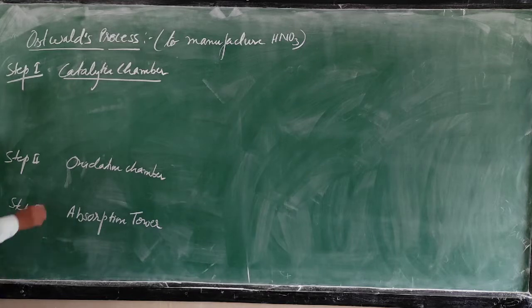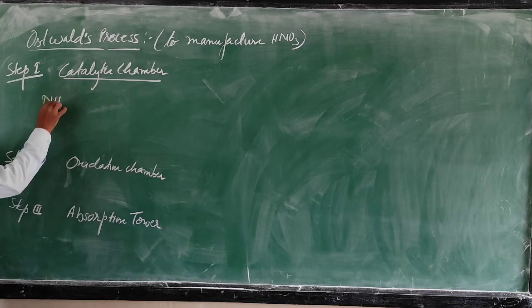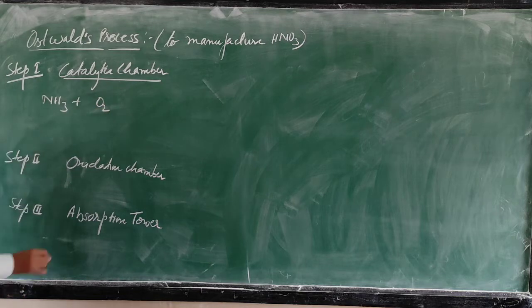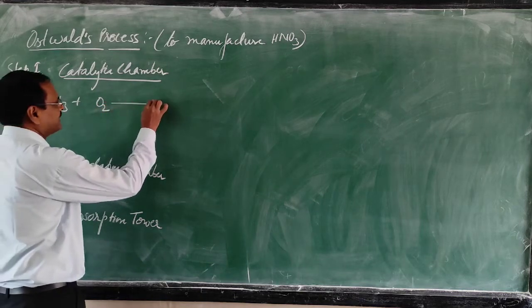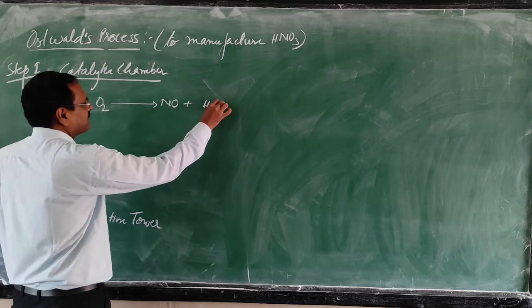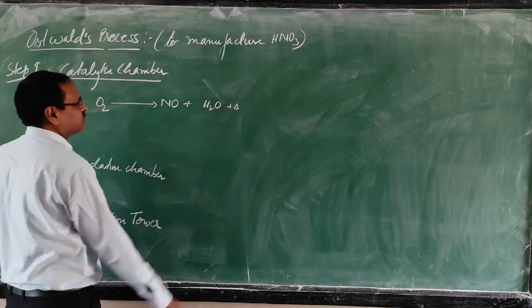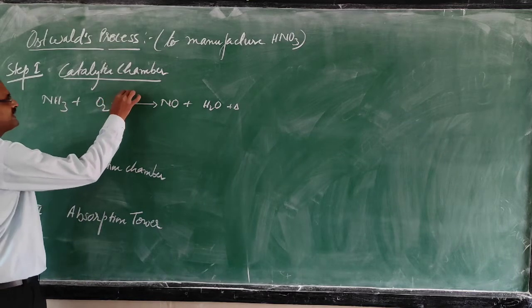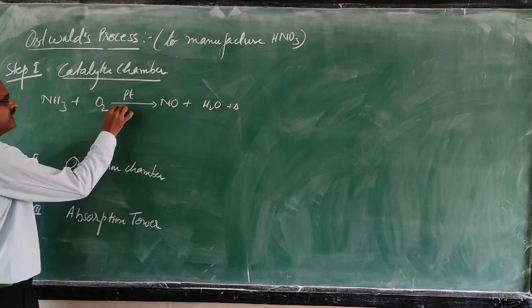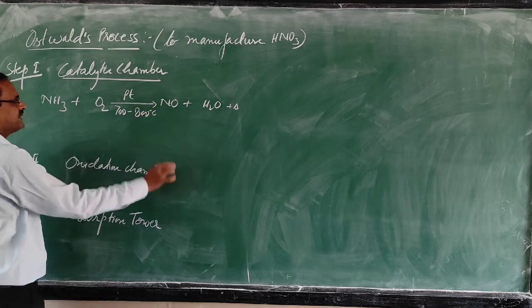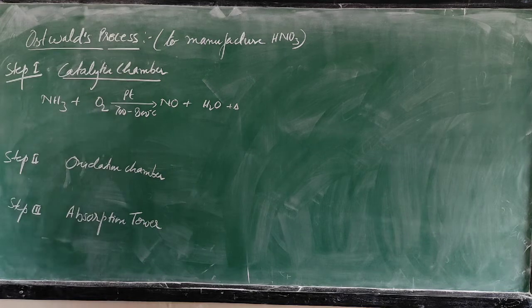In the catalytic chamber, ammonia is oxidized to nitric oxide and water below. This reaction is exothermic. This reaction takes place in the presence of platinum and the temperature is 700 to 800 degrees Celsius. So this is the reaction.